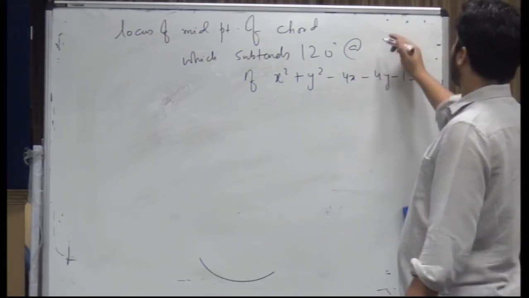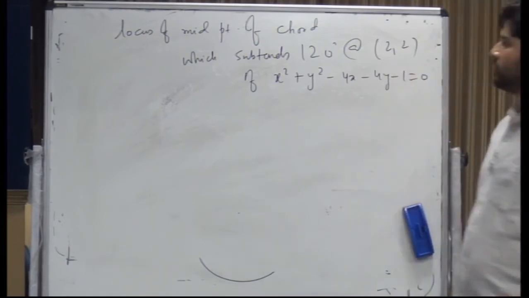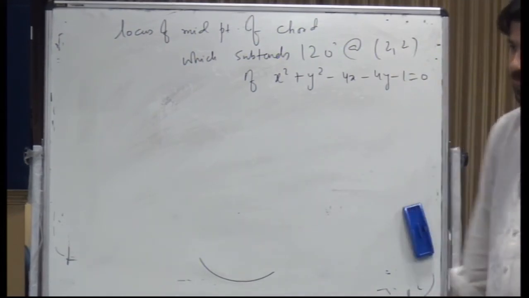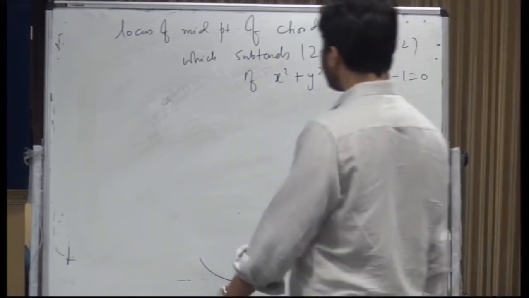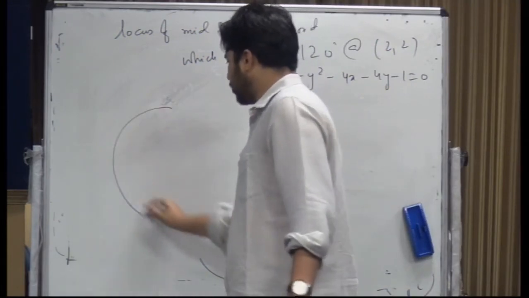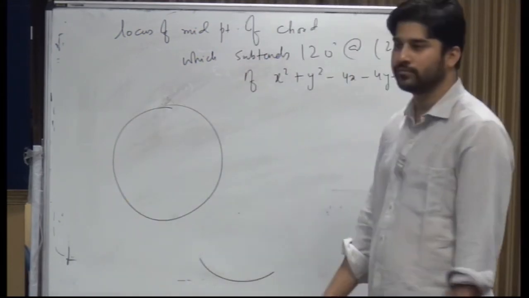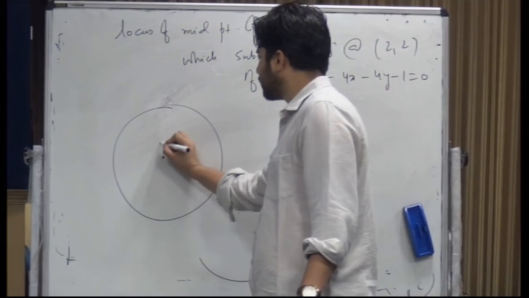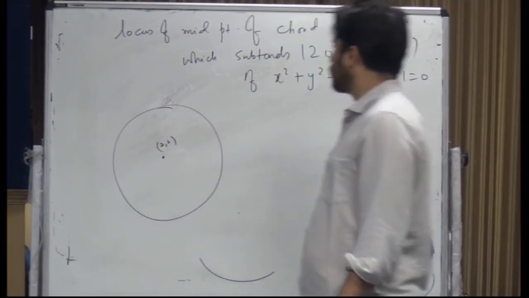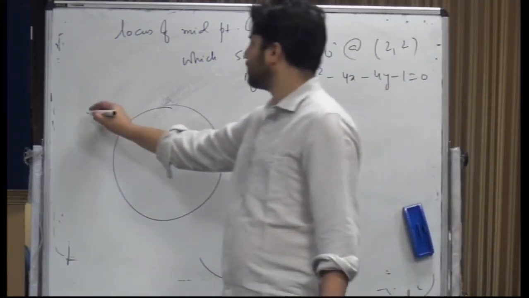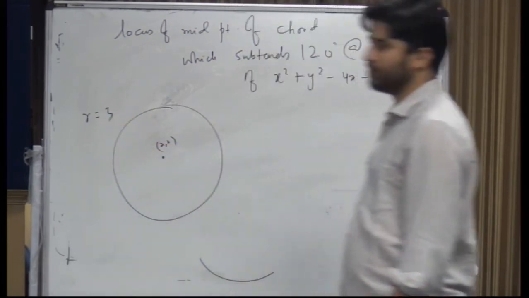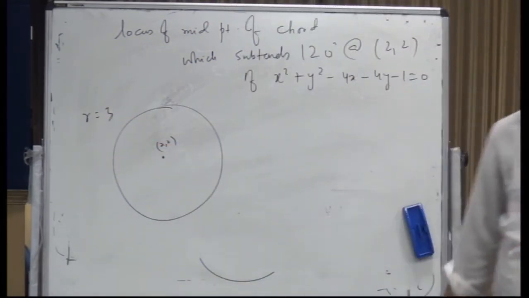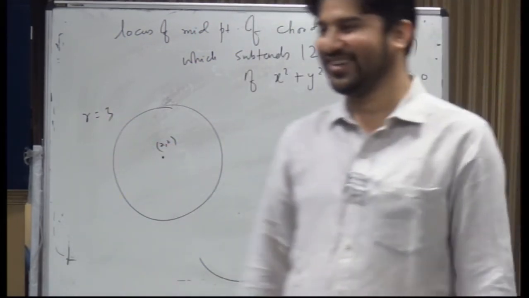So basically they want you to find the locus, right? Okay. Now first make the diagram. This is your circle. The center is going to be (2,2). The radius is going to be 3. The equation is regular, (2,2) and 3, right?